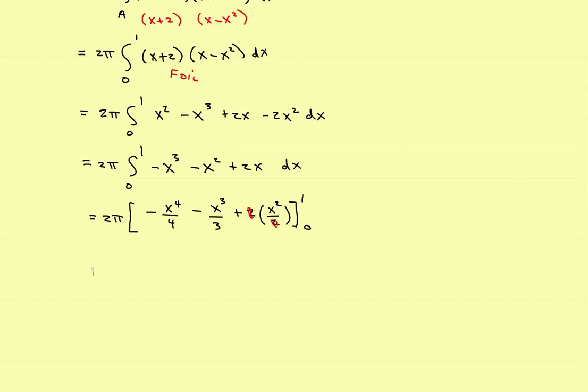So now go ahead and plug in the numbers. So we'll have 2 pi, and when you plug in the 1, you would have negative 1/4 minus, plug the 1 into this, 1 cubed would be 1, it'll be 1/3. And finally, plug the 1 into this, 1 squared would just be 1. So this is going to be plus 1. Now, when you plug in the 0, they all go to 0, so you can just leave it like that.